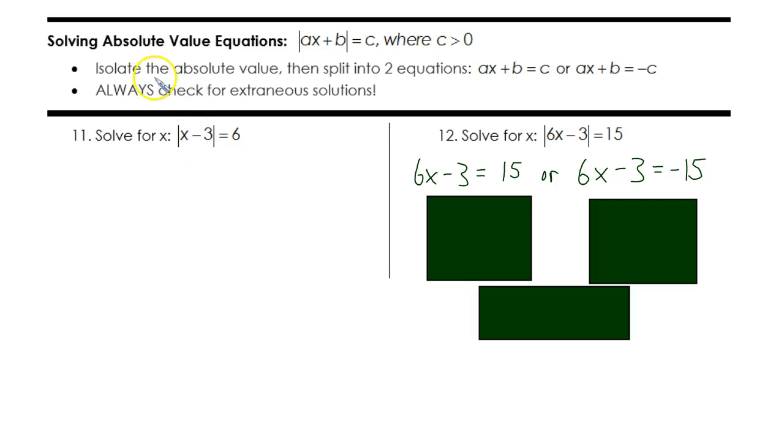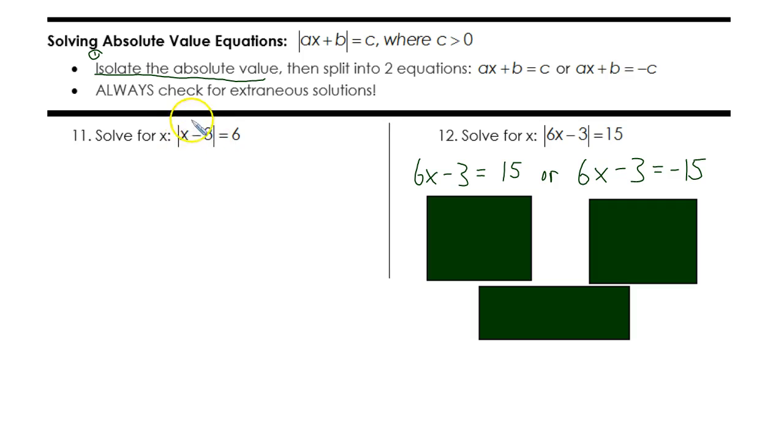The first thing that you want to do is to isolate the absolute value first. That means that if there is anything else on the same side of the equal sign with your absolute value bars, you need to add, subtract, or divide them to the other side of the equal sign, to get rid of them. After you've isolated the absolute value bars on one side of the equal sign, then you're going to split the absolute value equation into two separate equations.